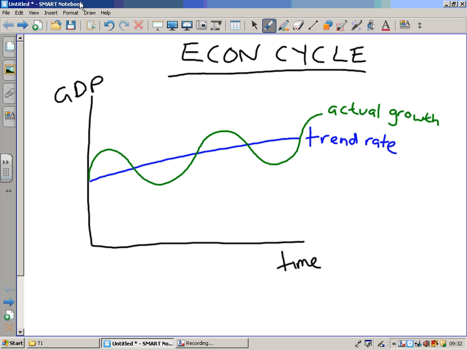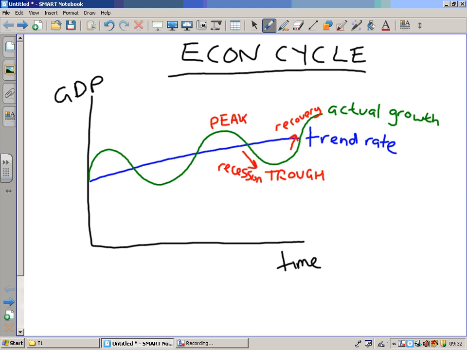When the rate of economic growth, or GDP growth, is higher than the trend rate, towards the top, we call this a peak. When the economy is falling and it reaches the bottom of the economic cycle, we call this a trough. Two other important parts to point out on this are recession and then recovery.